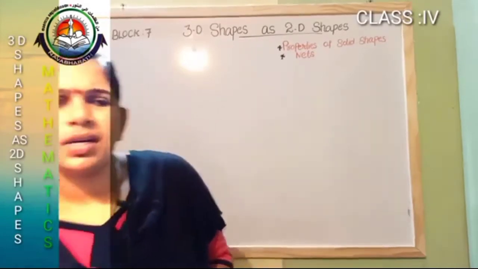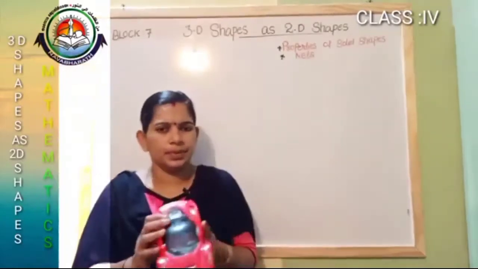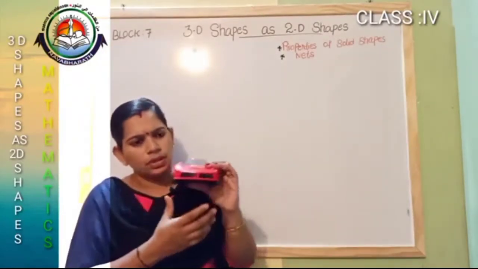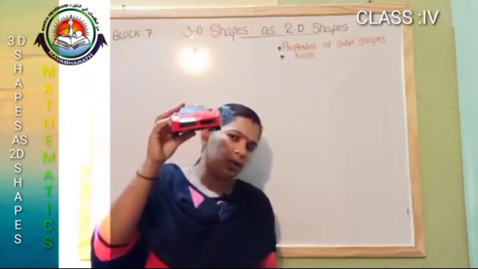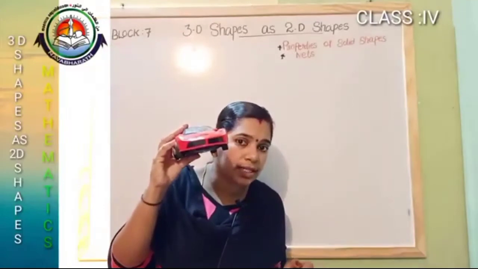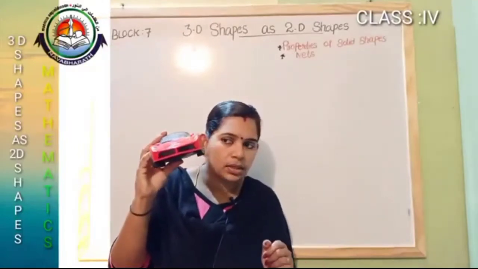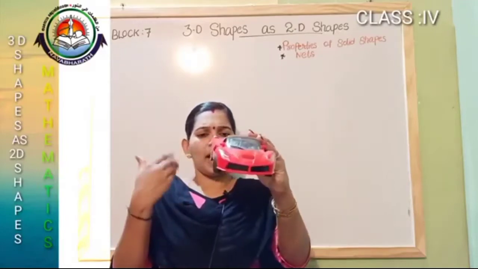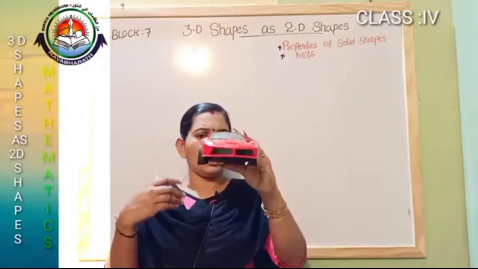I have some cars. One car is here. Look. Which side are you looking at? Front side. You are seeing the front side? Yes. Then which side are you looking at? Back side. Yes, it's the back side.